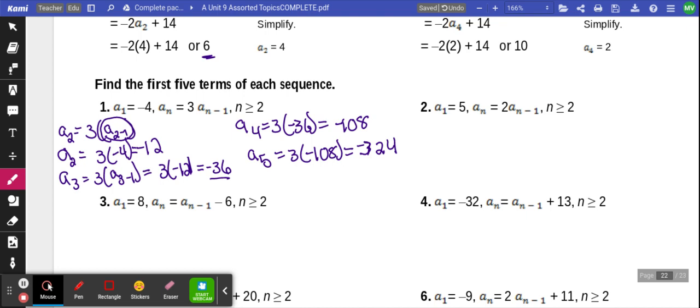So our first 5 terms are -4, then -12, -36, -108, and -324.